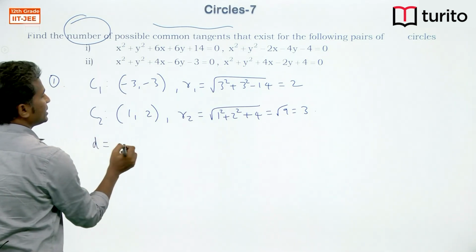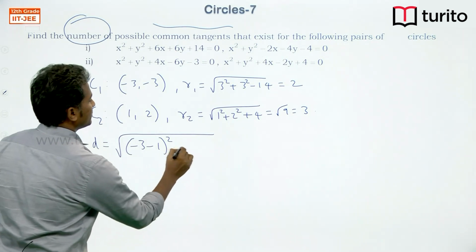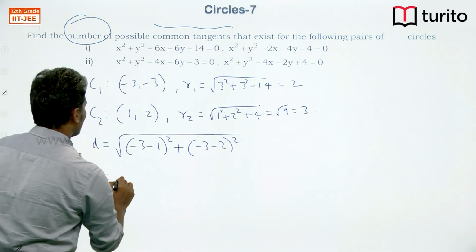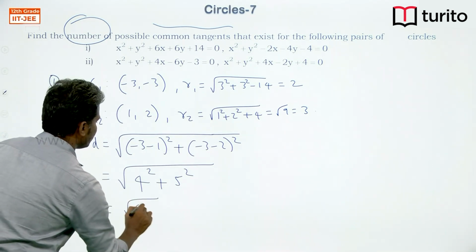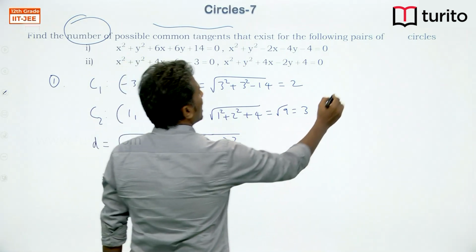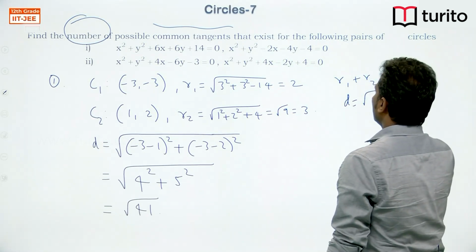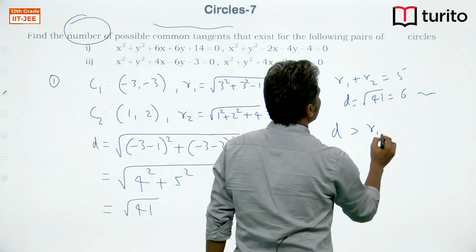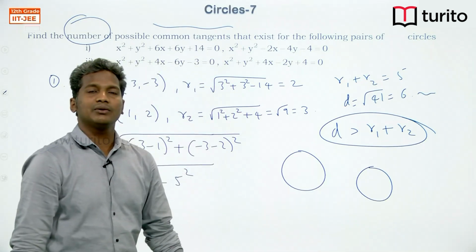Now I'll find d, the distance between centers. d is root of (-3 minus 1) whole square plus (-3 minus 2) whole square. Simplifying, it is root of 4 square plus 5 square, which is root of 41, since 16 plus 25 is 41. Now R1 plus R2 is 5, and D is root of 41, which is 6 point something, because 6 square is 36. So D is definitely greater than R1 plus R2, which means the circles are apart.